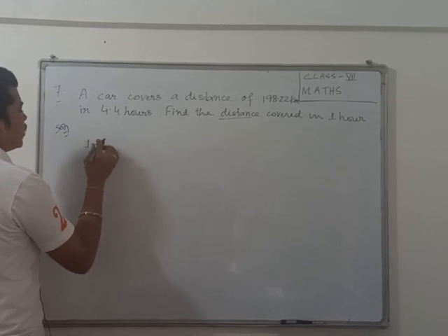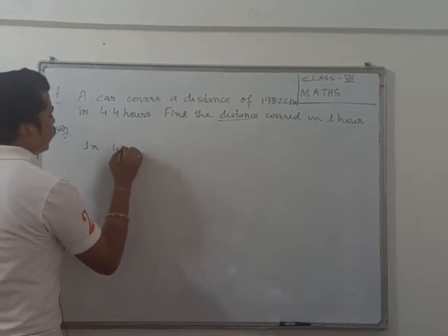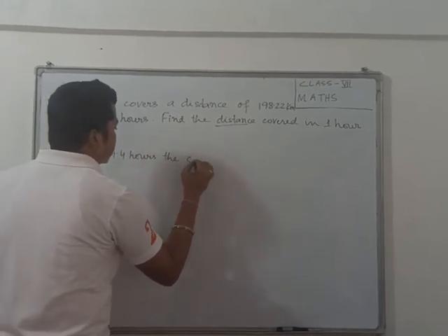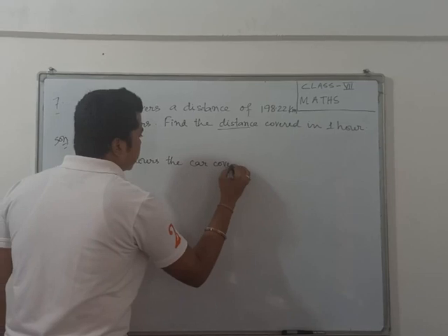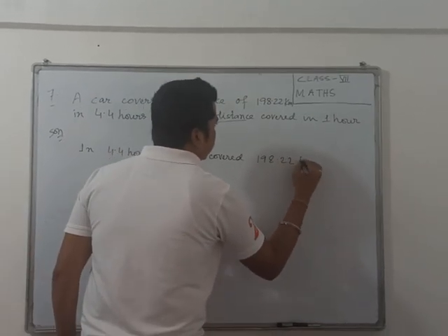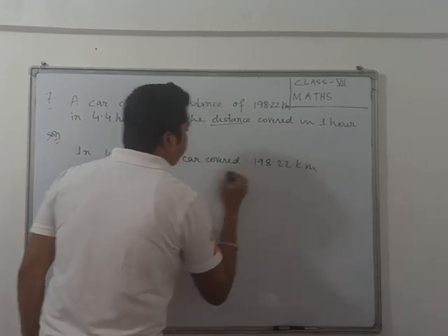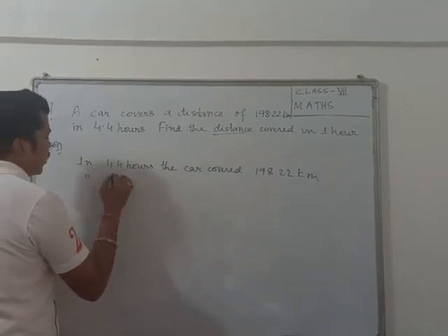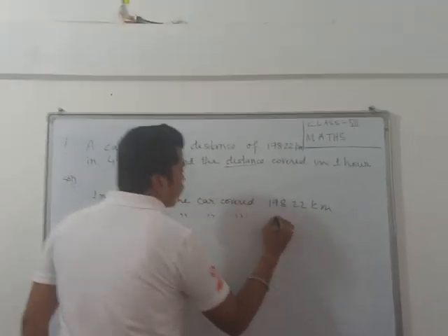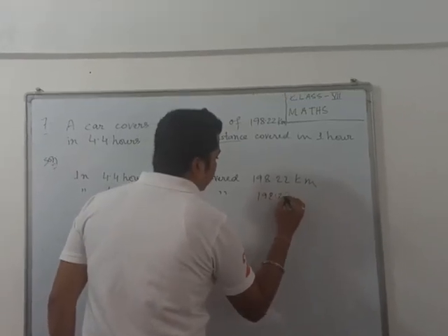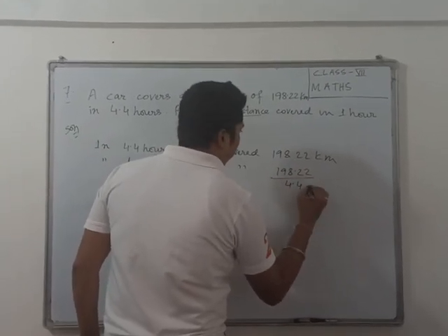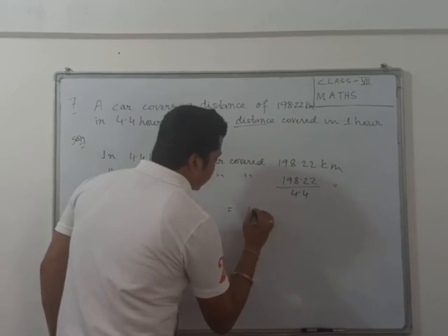In 4.4 hours, the car covered 198.22 kilometer. So you are going to find the value of 1. In 1 hour, the car covered 198.22 divided by 4.4 kilometer. Now solve it, remove the decimal.